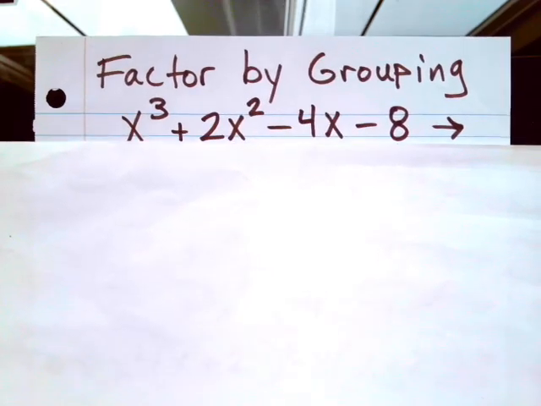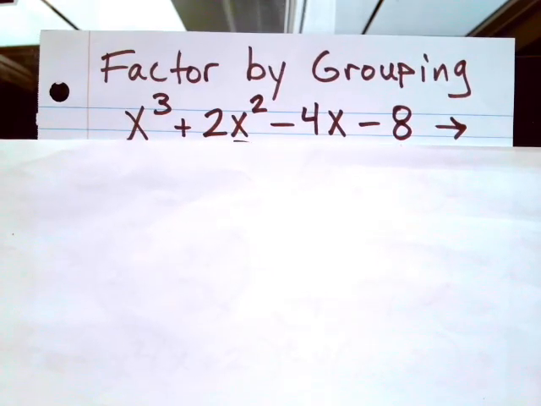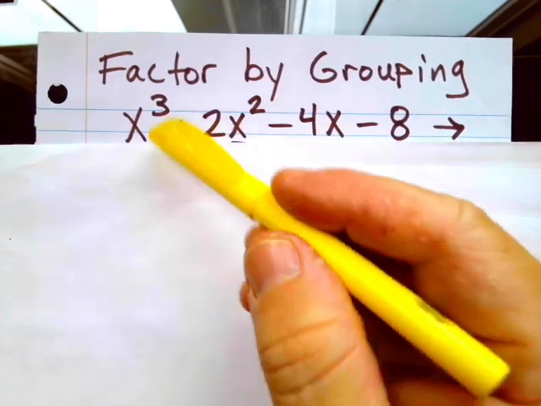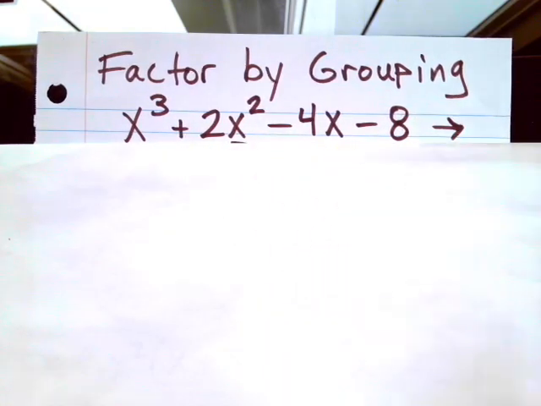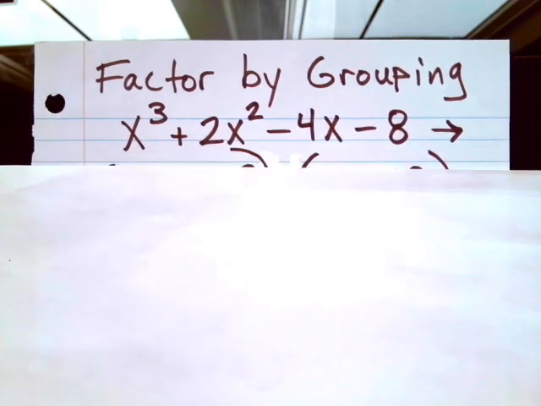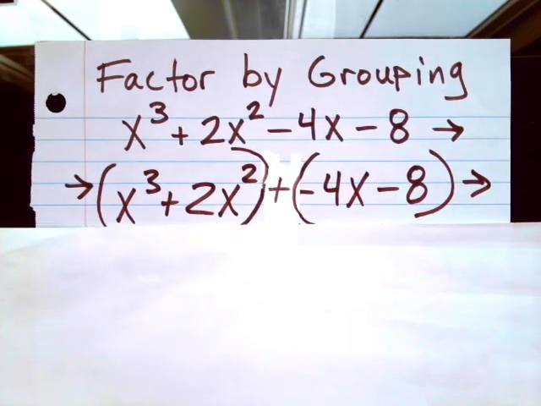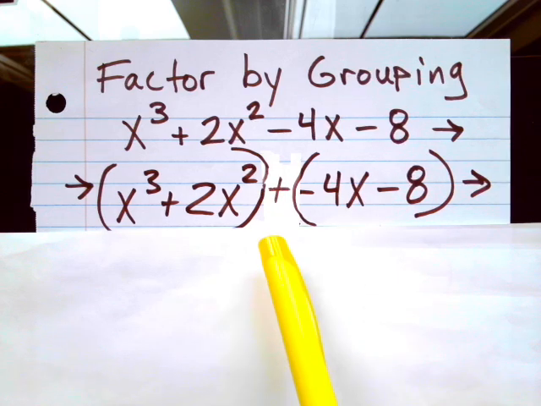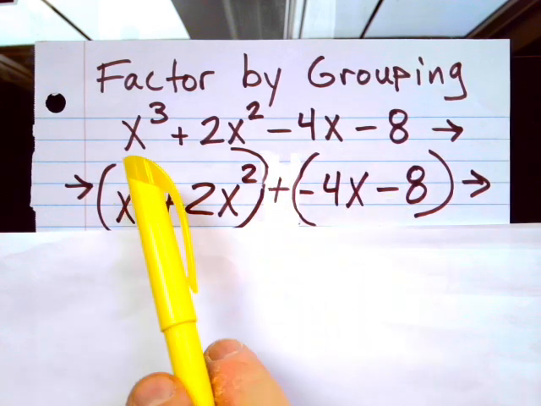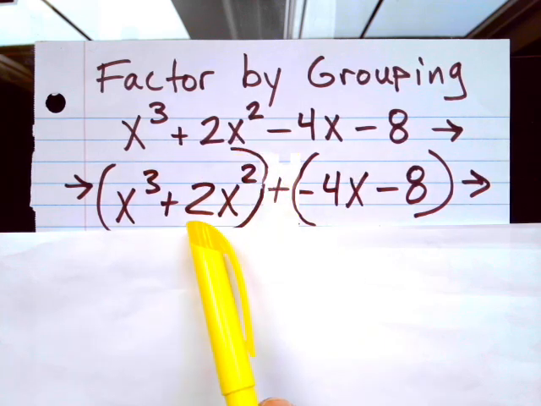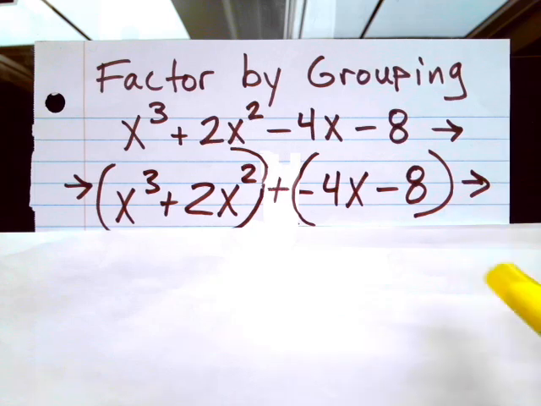I'm not going to use the expanded form. I'm just going to get started. So again, I want to group these terms, and I want to separate them with a plus sign. So that negative 4x minus 8 is on the inside, x cubed plus 2x squared is on the inside, separated with a plus sign. Now, I'm going to factor out.